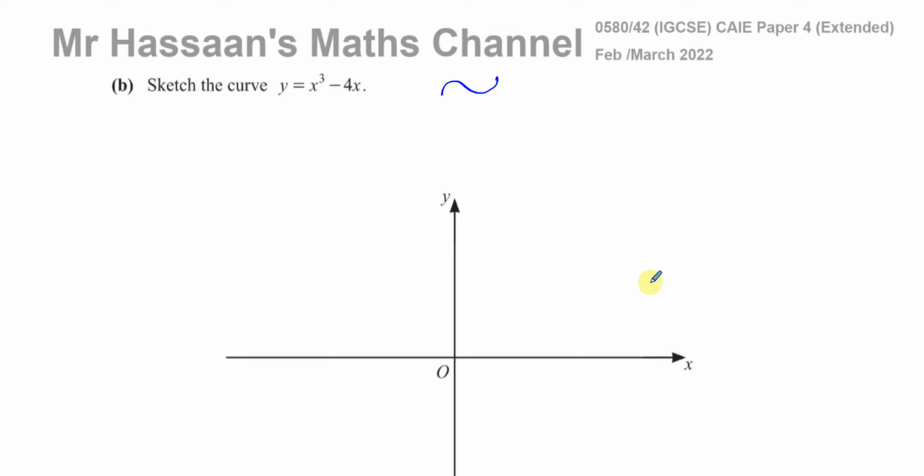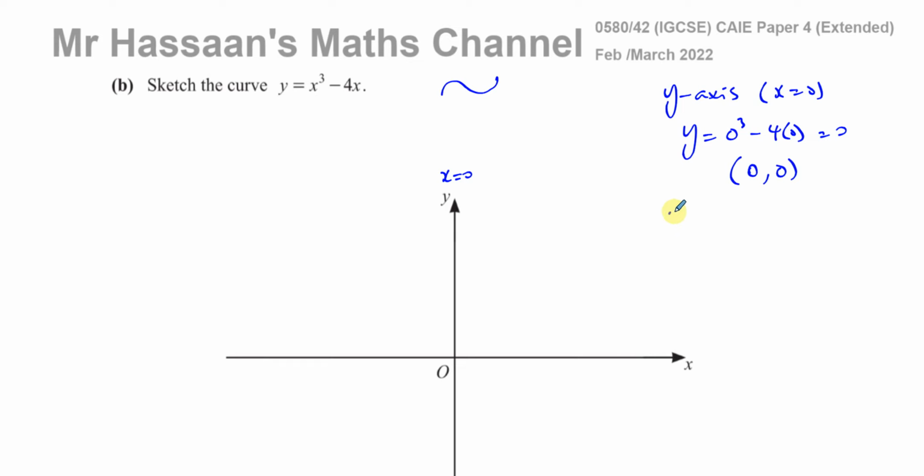Now we've got to find the places where it crosses the axes. So what we can do is say, all right, it crosses the y-axis when x equals 0, because the y-axis is the line x equals 0. So when x equals 0, you've got y equals 0 cubed minus 4 times 0, which of course is 0. So it crosses the y-axis at the origin.